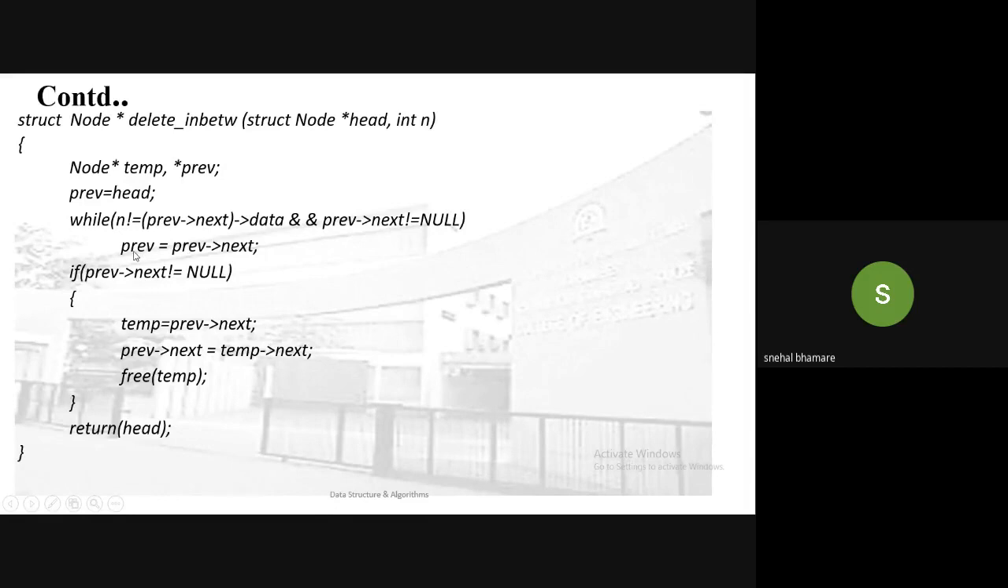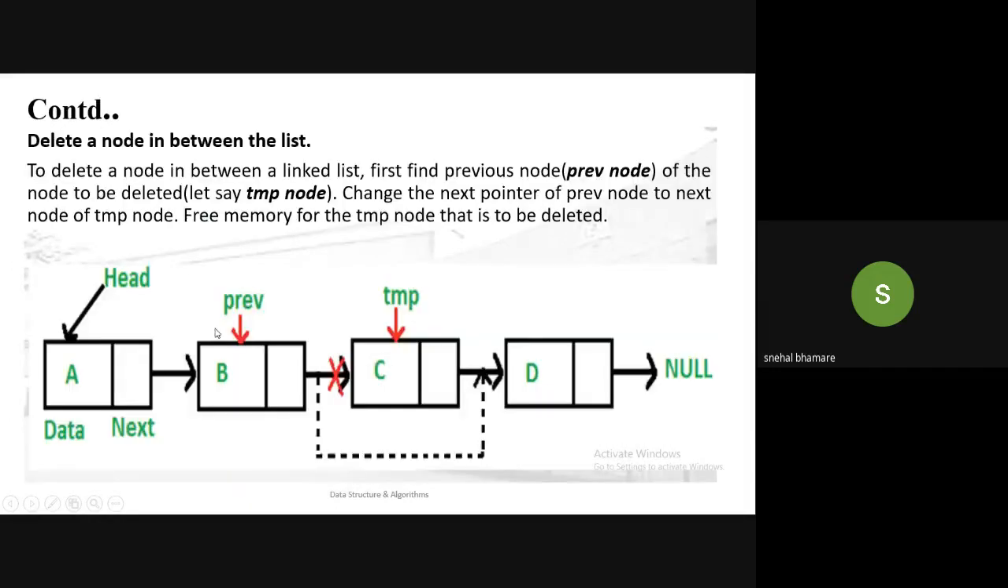What we have to do is write this statement: previous = previous next. We will check for the previous in this diagram. Initially prev will point to the head. Check previous next: this node's data is b, and we have to delete the node having data c. So b is not matching with c.